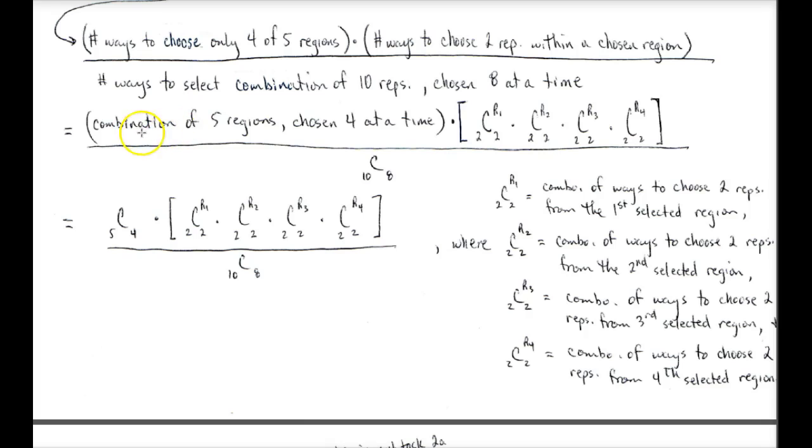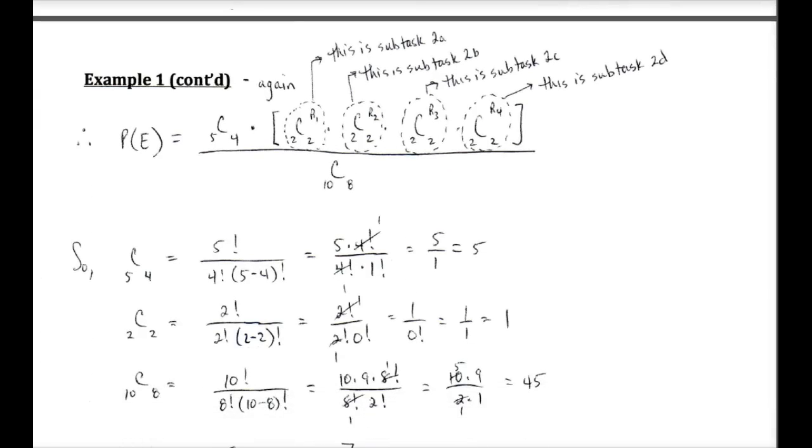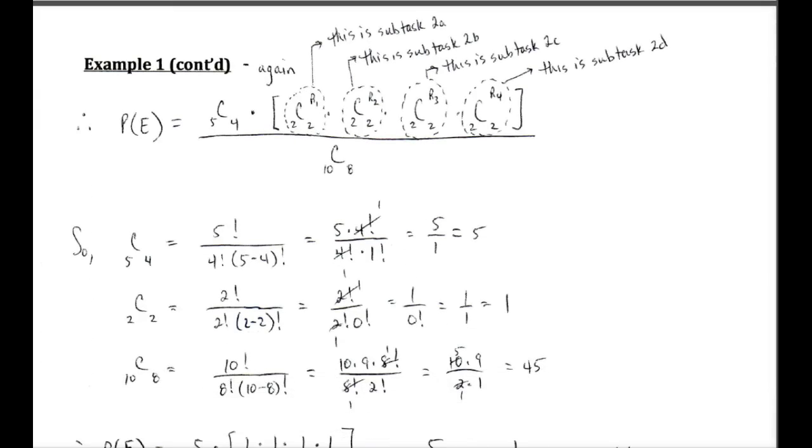And so now we know that for this portion here, that's just going to be the combination of 5 regions chosen 4 at a time. We already know what all this is inside of the brackets, and then of course our denominator, the number of ways to select the combination of 10 representatives chosen 8 at a time. That would just be the combination of 10 things chosen 8 at a time. And so from here, if we move on, I just reiterate again that what was in the bracket there, I'm referring to all those subtasks for task 2 that we needed to do in employing the fundamental counting principle.